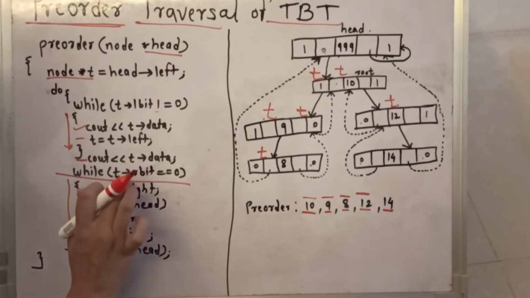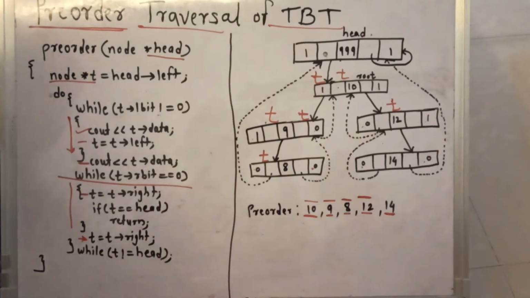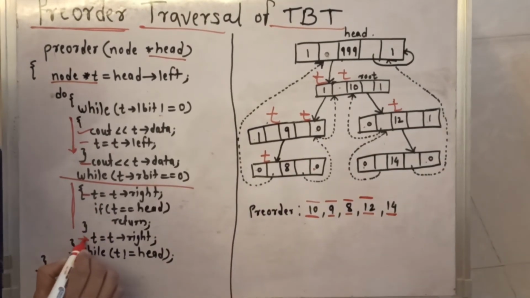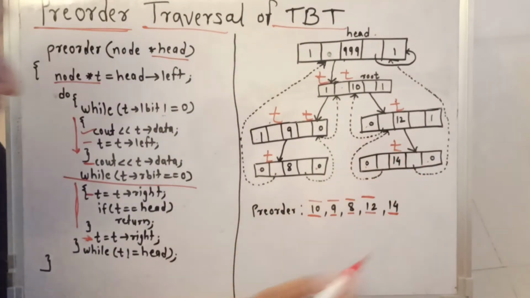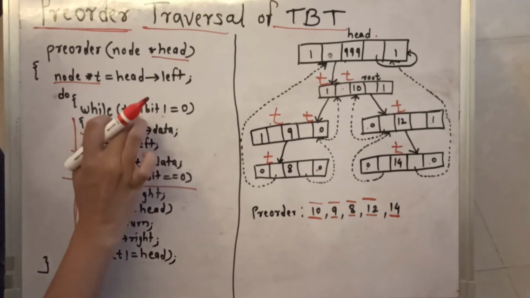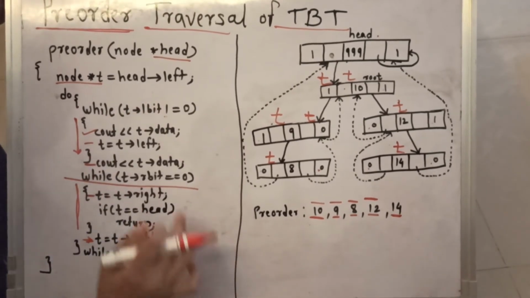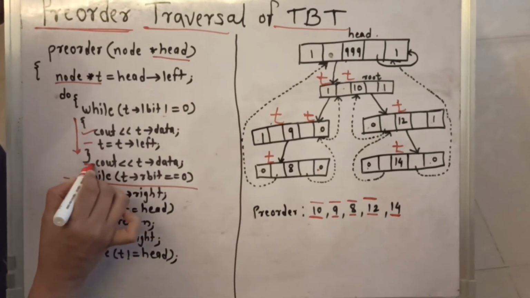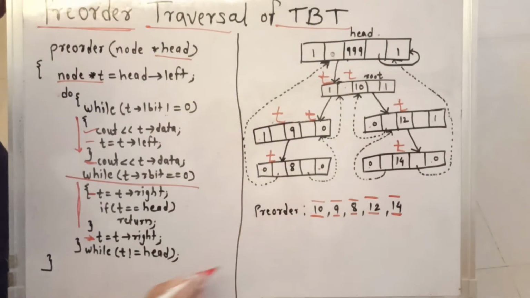Now for the 12 it will check the R bit field. But for the 12 the R bit is equal to 1, that means again this while will not be executed. Directly it will execute the statement t is equal to t right. That means your t will come at this position. So again for the 14 it will check the L bit field. But again the L bit is equal to 0, so this while will not be executed. Directly it will execute the statement cout t data. That means our 14 will be printed.